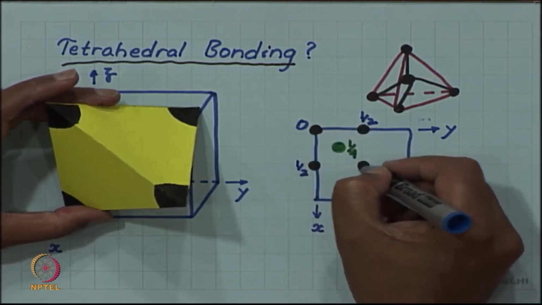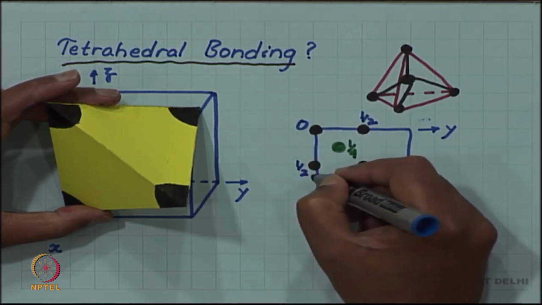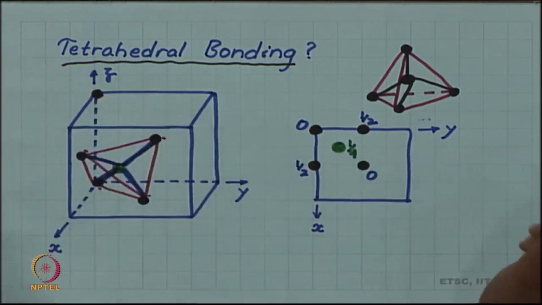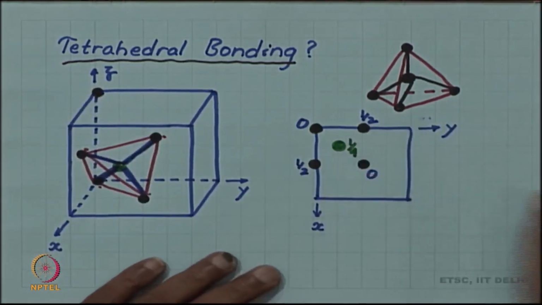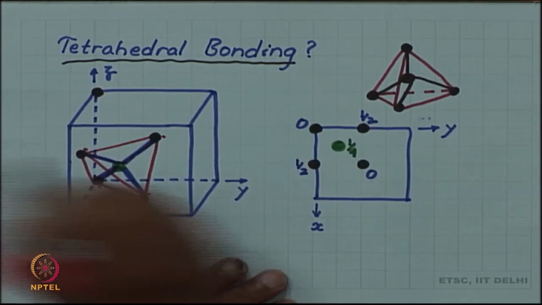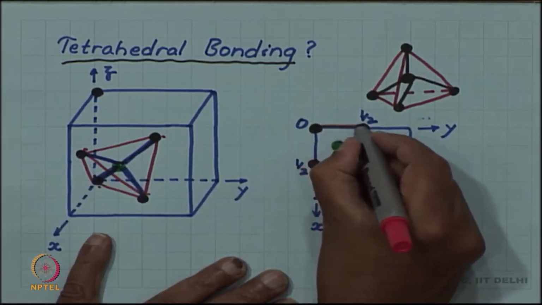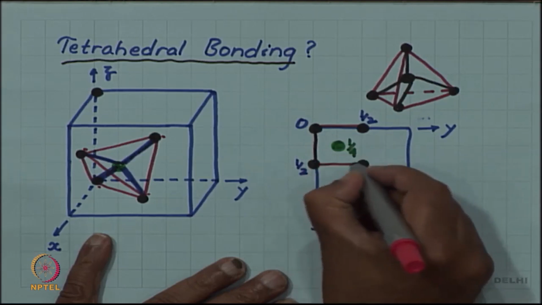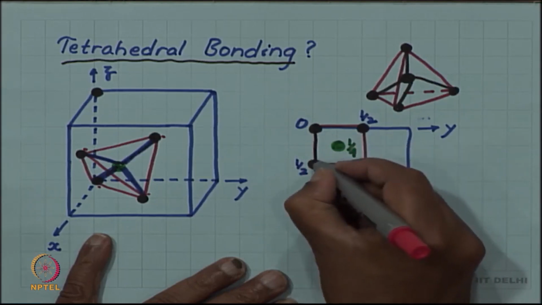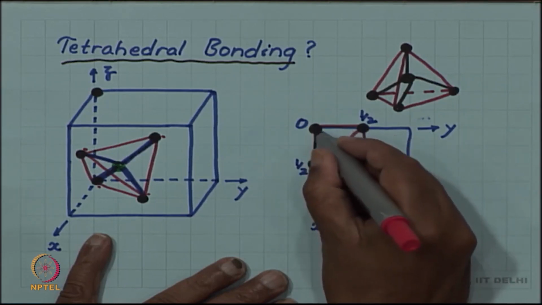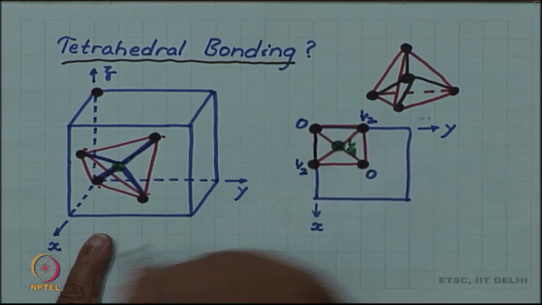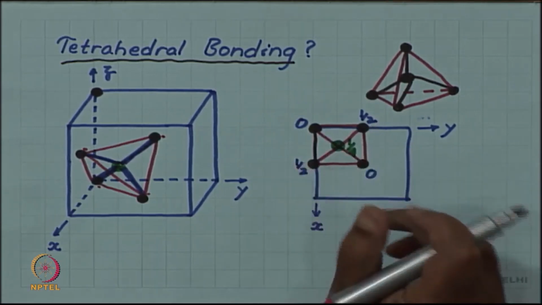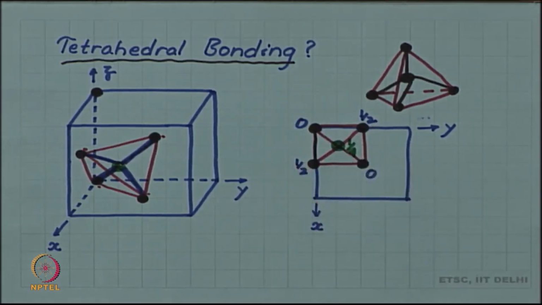So, these 4 atoms, the black atoms, are forming the tetrahedron, and this 1/4 atom is at the centroid of the tetrahedron. So, in this case, if I outline in red, the tetrahedron is shown here. The projected tetrahedron will look like a square like this with the green atom in the center.